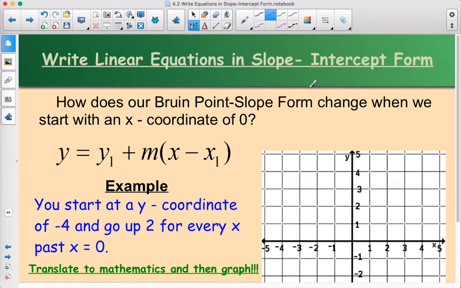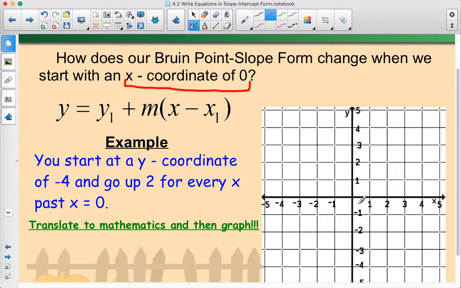So the first question is, how does our Bruin point slope form change when we start with an x-coordinate of 0? The reason I'm asking that is because an x-coordinate of 0 implies that we have a y-intercept. Okay, so example. Let's say I start at a y-coordinate of negative 4, right down here. If I need to graph it, I can, and go up 2 for every x past 0. Okay, so it would look like that if I graphed it.